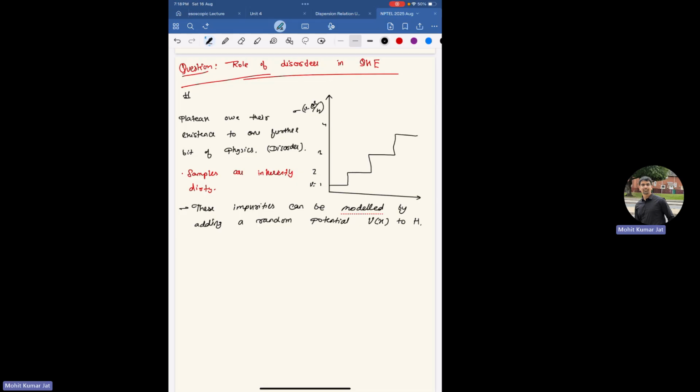Basically, if this dirt would not have been there, you would not have been able to see it. That means the impurity, basically, which I had already defined. If they would not have been there, we would not have been able to measure those precisely flat quantum Hall effect plateaus.